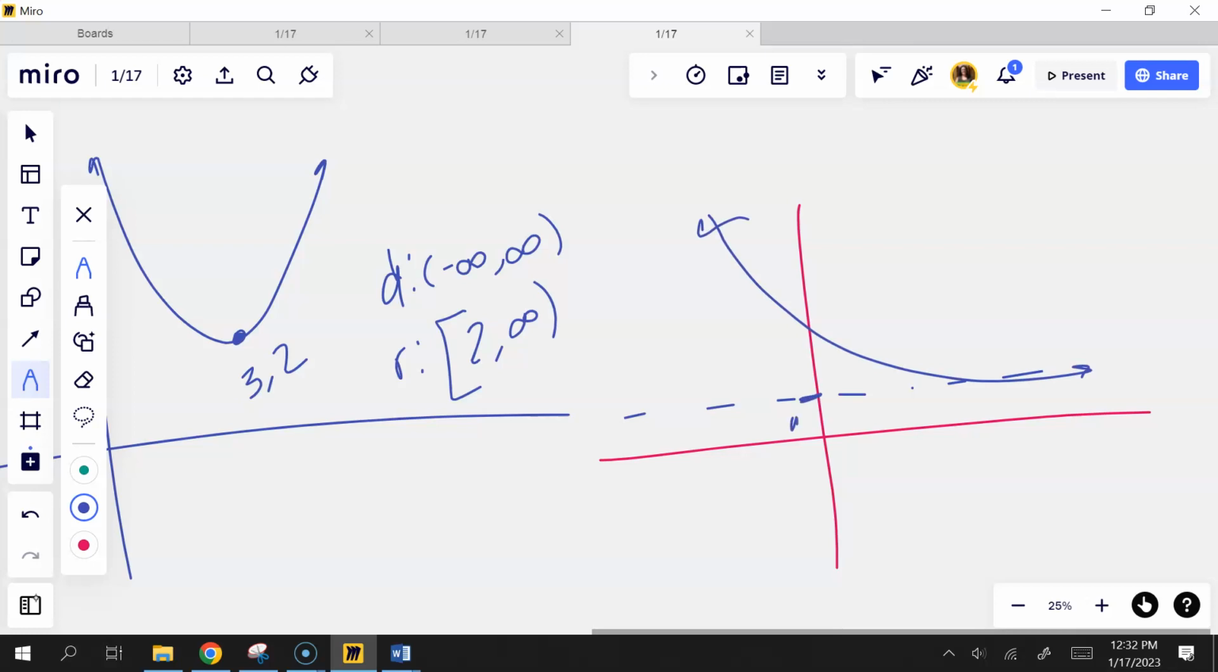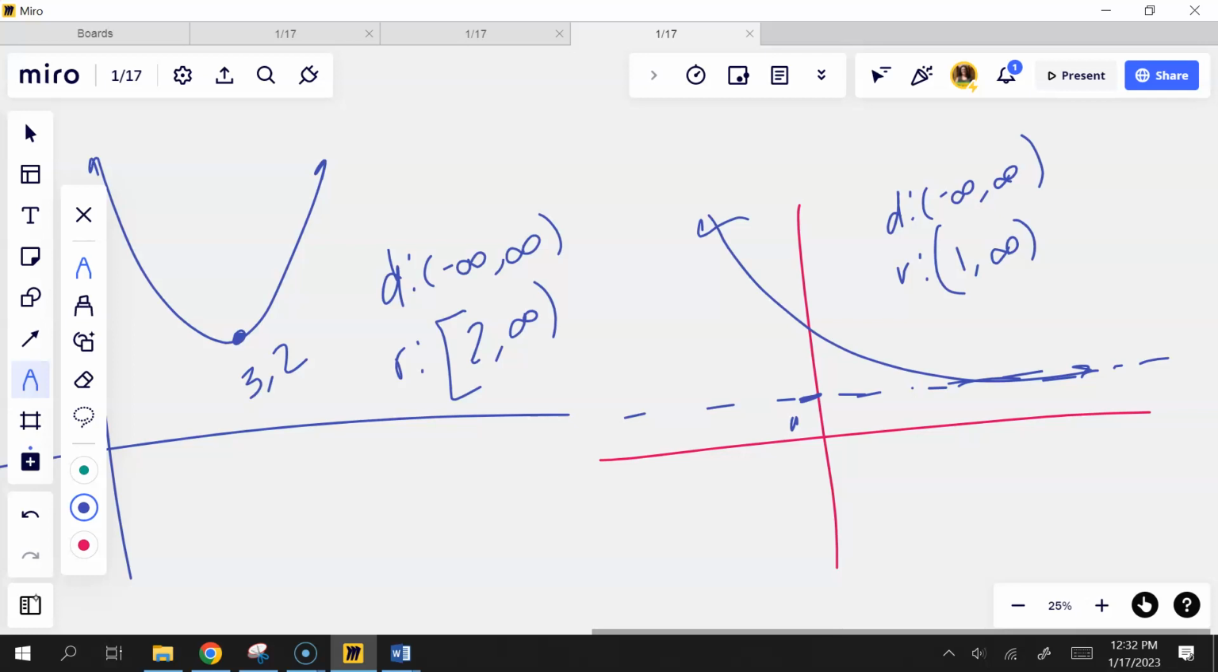Let's say there's an asymptote at 1. What's your domain there? What's your range? One parentheses. Infinity, because it goes up forever. Why is it 1 parentheses? Because it doesn't touch an asymptote. Even though it's touching my asymptote, it really doesn't. It's an asymptote.